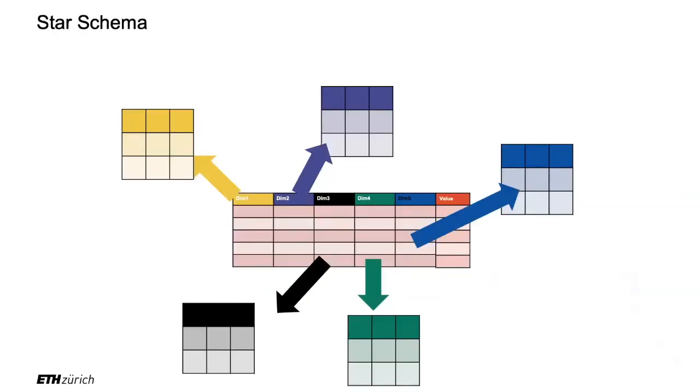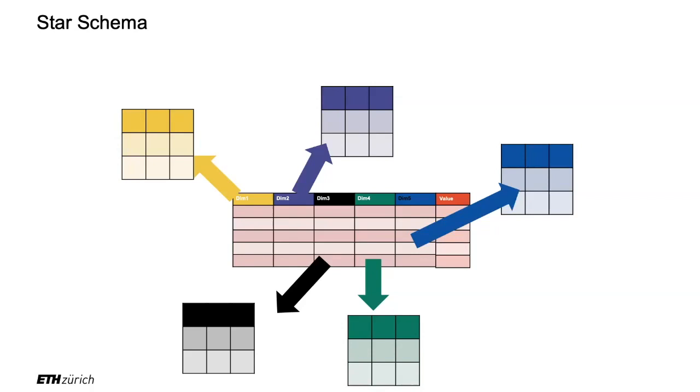Okay. Now, I want to introduce you to what's called the star schema. What is the star schema? It's the idea that you have this fact table, of course, where you have all of your little cells in your big cube, with all your dimensions and the value column. But typically what's going to happen is that what is stored in the dimension columns are actually foreign keys pointing to dimension tables, right?